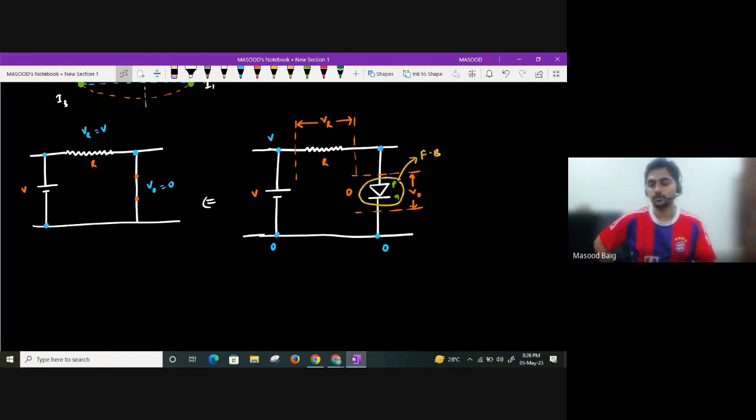Current is not flowing through the resistor, because this is in reverse bias. In the first case you have a closed circuit, so current is flowing through the resistor, meaning there is potential difference. But here this circuit will become open now. There is no current flowing through the resistor. So whatever is the potential difference between these 2 points, the same will be the potential difference across these 2 points. So across the diode, the potential difference will become V. Across the resistor, the potential difference will become 0 in the second case.